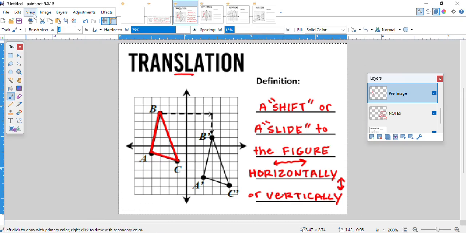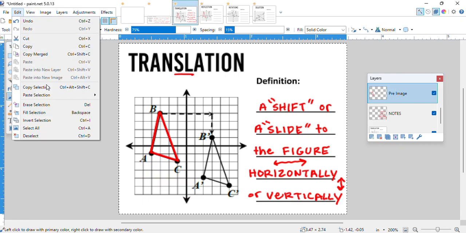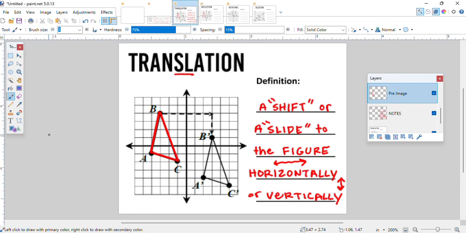Let me just deselect this really quick so I can write. This is a rigid transformation.